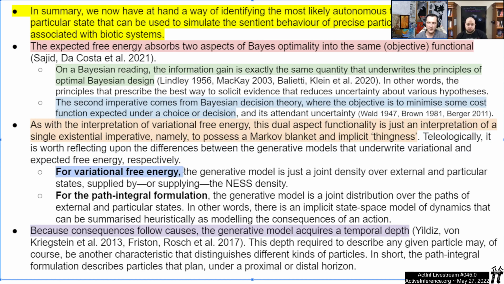For VFE, the generative model is a joint density over external and particular states supplied by or supplying the non-equilibrium steady state density. For the path integral formulation, the generative model is a joint distribution over paths. Because of consequences, the generative model acquires a temporal depth. They then have several figures that continue on this theme.